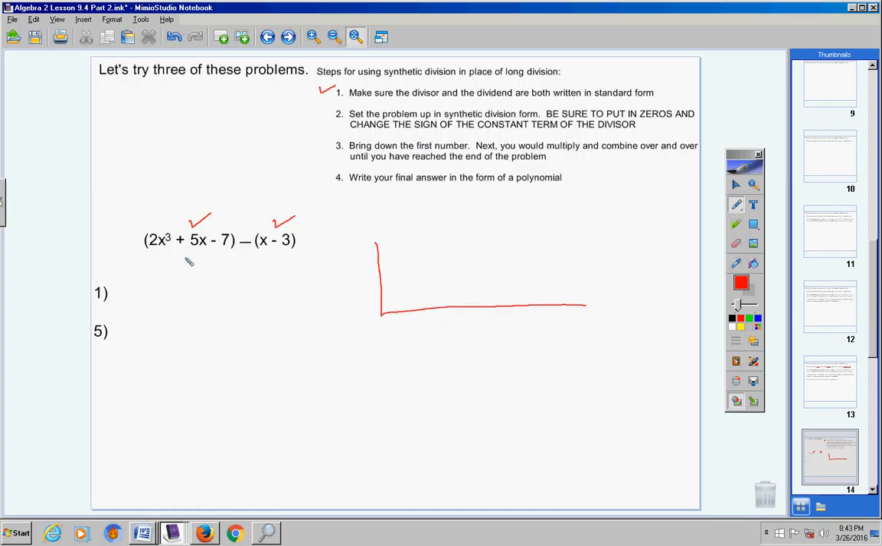And then these numbers right here, these coefficients, go across the top. Got it? So your first number's a 2. And you would think your next number would be a 5, right? But that's wrong. You've got to put a 0 in. Because here's why.